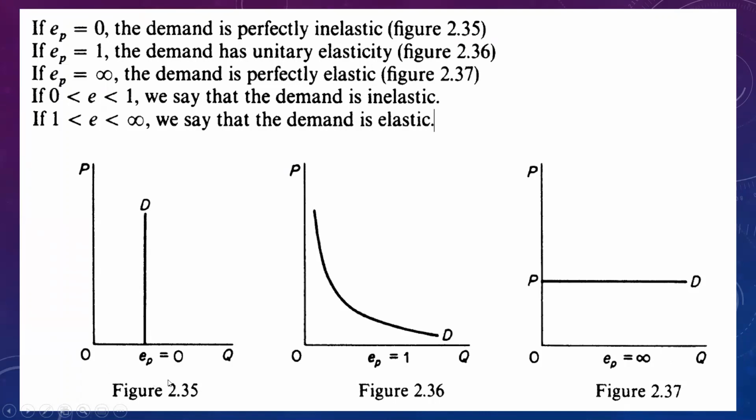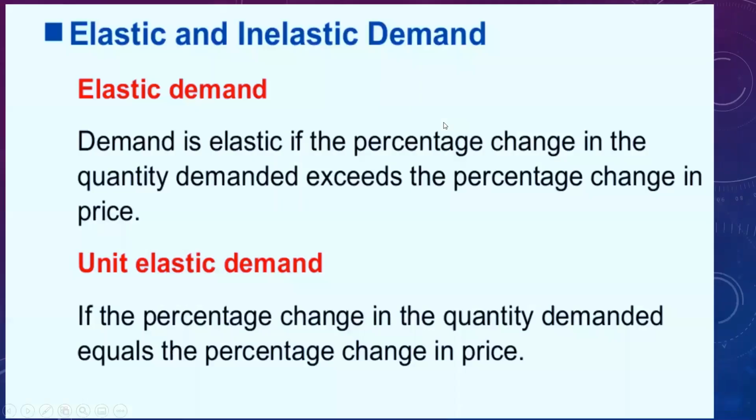This is shown in this figure 2.35, where we get a line parallel to the y-axis. If the elasticity is 0, then if elasticity is 1, it is called unitary elasticity. And if elasticity is equal to infinity, it is called perfectly elastic. It is shown by a line parallel to the x-axis. And if elasticity ranges between 0 to 1, we say that demand is inelastic or relatively inelastic. And if it ranges from 1 to infinity, we say demand is elastic or relatively elastic.